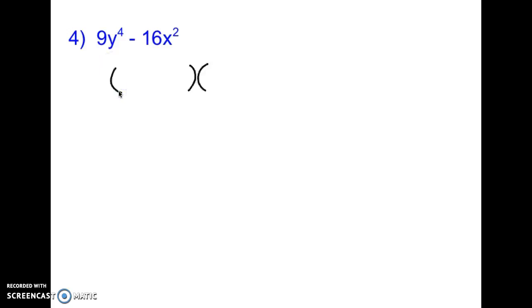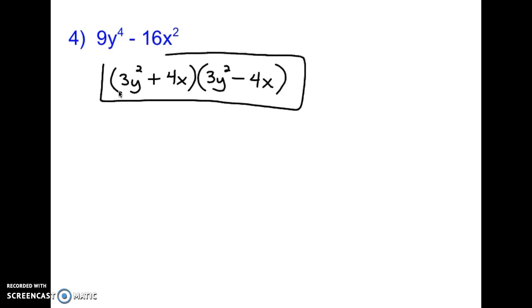So I'm going to put two parentheses. I'm going to have a plus and a minus in each of them, opposite signs. And I'm going to ask myself, what times what is 9y to the fourth? And it has to be the same thing. So 3y squared times 3y squared is 9y to the fourth. And then I'll also ask myself, what times itself is 16x squared? That answer is 4x. 4x times itself is 16x squared, and that would be my final answer. So again, as long as you have two terms, you have a minus in the middle, and you know what times itself is the first and last term, you can factor using conjugates.